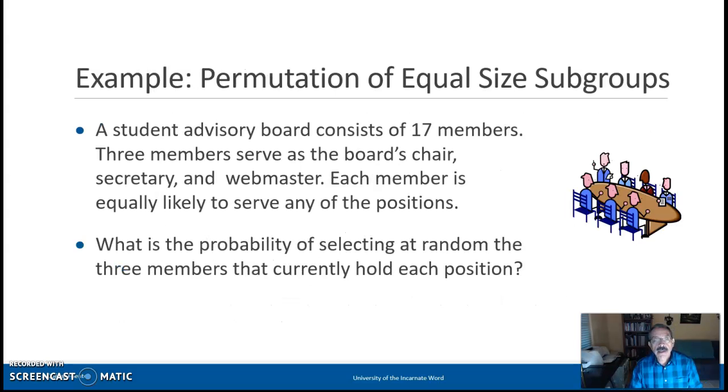All right, let's look at an example of permutations. Here we have a student advisory board that consists of 17 members. Then 3 members serve as the board's chair, secretary, and webmaster. Each member is equally likely to serve in any of these positions. So what is the probability of selecting at random the 3 members that currently hold each position? So you have 3 people serving right now, and if you were to do a random selection, what is the probability that you will select the same 3?